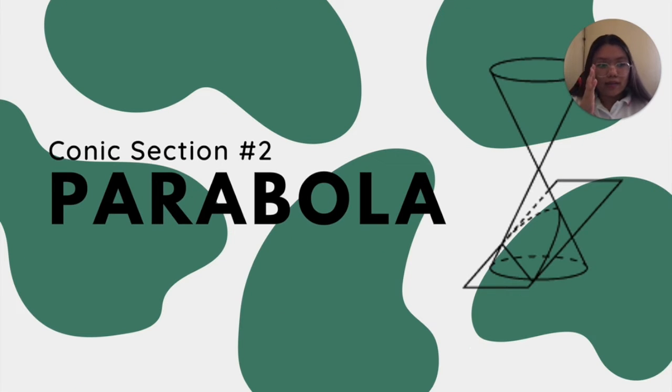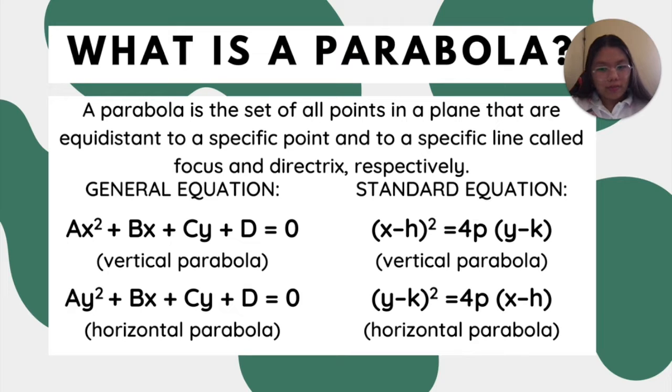So for our next conic section, parabola. So what is parabola? So a parabola is a set of all points in a plane that are equidistant to a specific point and the specific line called the focus and directrix respectively. So for our general and standard equation, we have two of each depending on its axis.